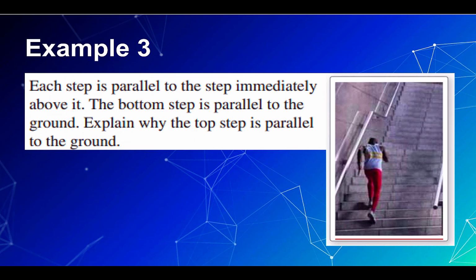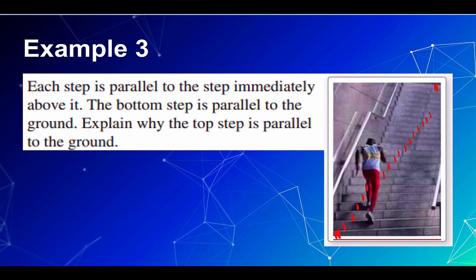And so if the bottom step is parallel to the ground and each step immediately above it is parallel to that step, we know that the steps are parallel to each other all the way up to the top. And if they're parallel to each other, then we know that the step at the top is parallel to all the other steps in this order, including the one at the bottom. And if it's parallel to the one at the bottom, then it's also parallel to the ground.